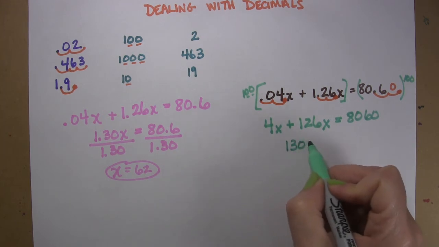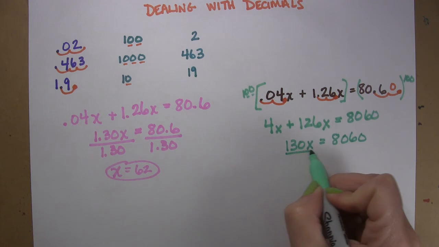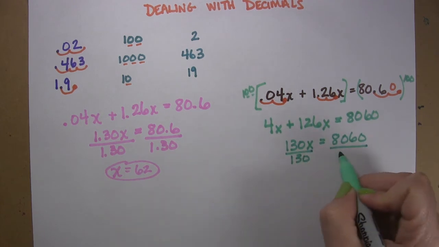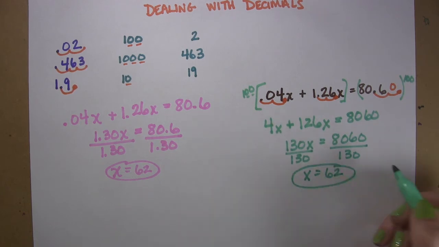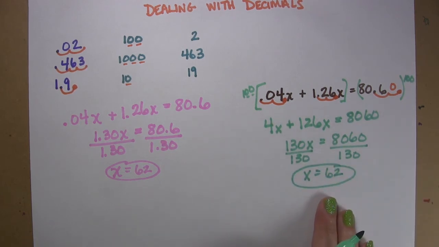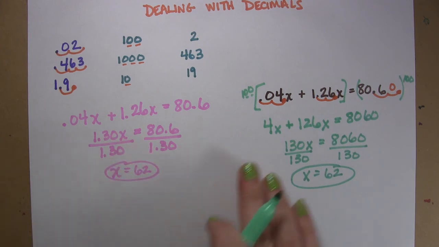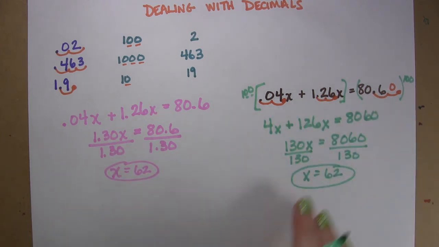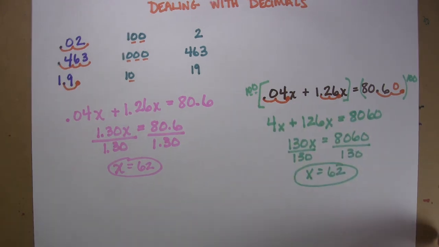Now, I get 130x equals 8060. Divide both sides by 130, and I still get x equals 62. So all this is showing you is that if you don't want to mess with all these decimal points, you can multiply both sides of your equation so that you eliminate the decimal points. Let's look at a different one.